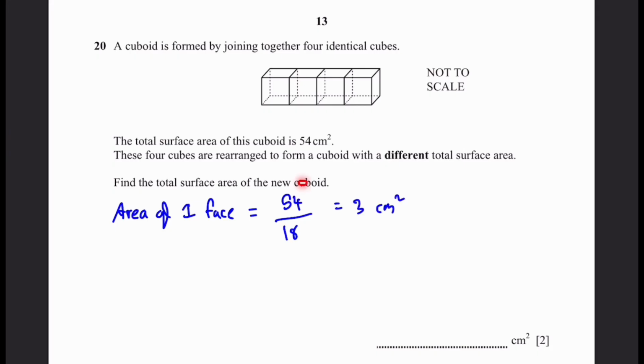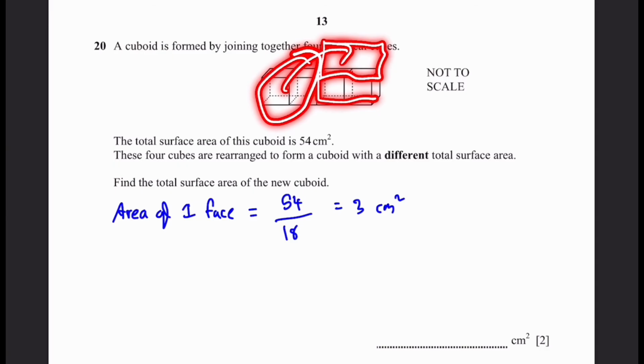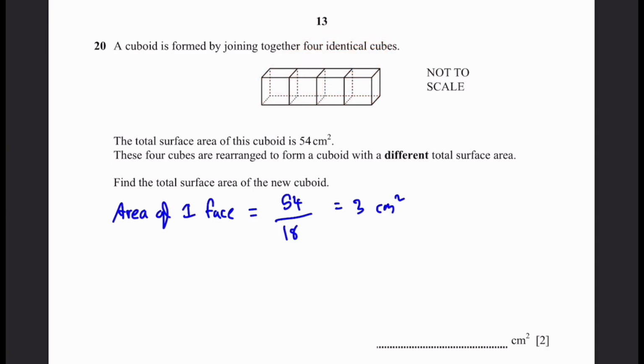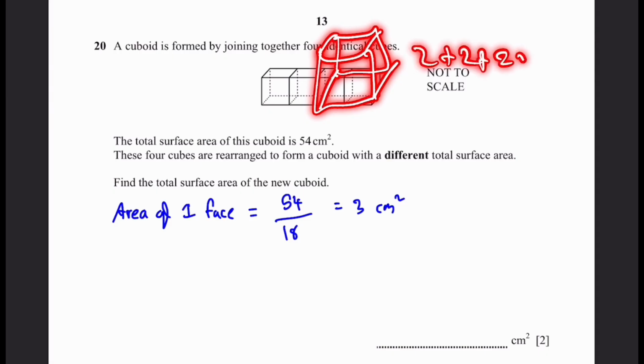Now, for another cuboid, there's only one other cuboid which is possible. So the other cuboid will have these two placed on top of these two, like this. That's going to be the cuboid. And this will have 4 in the front, 4 in the back, and then 2 on all the 4 sides. So that'll be 2 plus 2 plus 2 plus 2 plus 4 plus 4, which is equal to 16 squares.